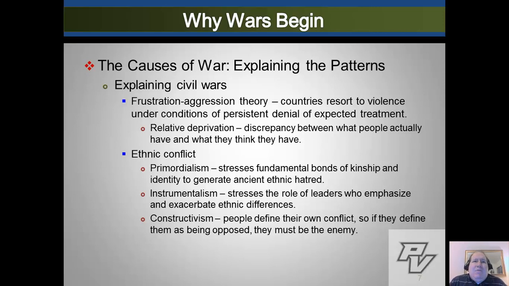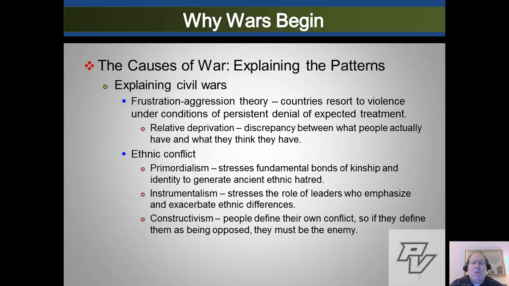The idea of frustration aggression theory is, again, based more in an idea of relative deprivation. And that key word there is relative. Relative always will relate back to how does what I have relate to what you have, relate to what somebody else has, etc. Relative deprivation talks about the discrepancy between what people actually have and what they think they deserve. And if they think they deserve a lot more, that could lead to some difficulties. That's issue number one.